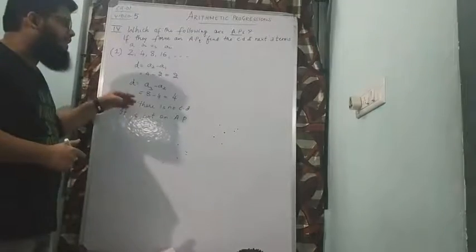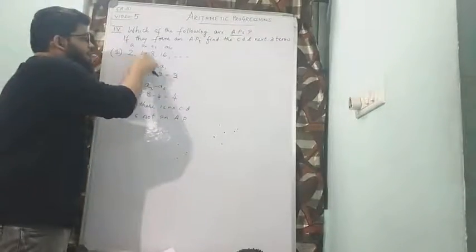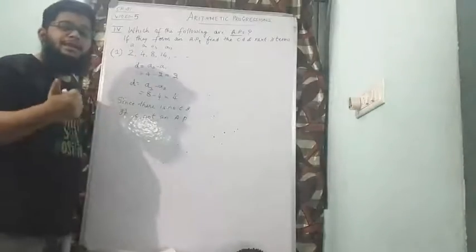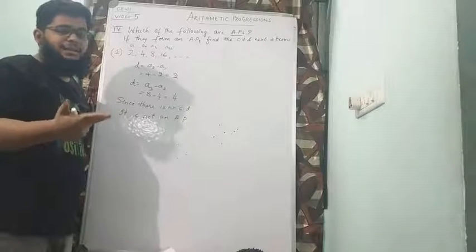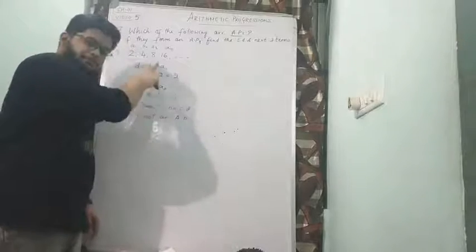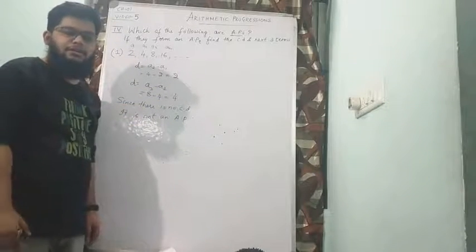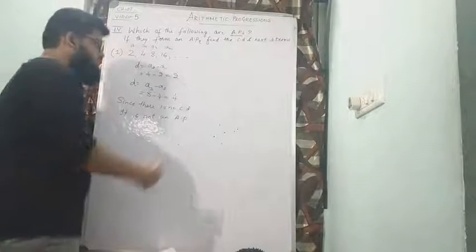If this was AP, that time I should have found out next three terms. What are next three terms? A1, A2, A3, A4. Next three terms will be A5, A6 and A7. But when do we find those three terms? Only if this is AP. And if it is not AP, you just have to conclude by telling it is not AP. I hope you have understood this problem.